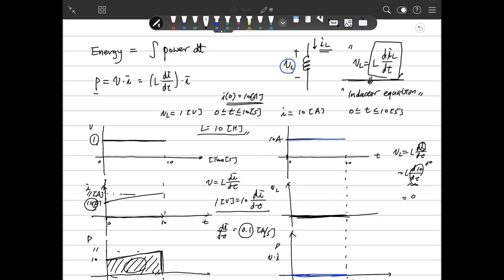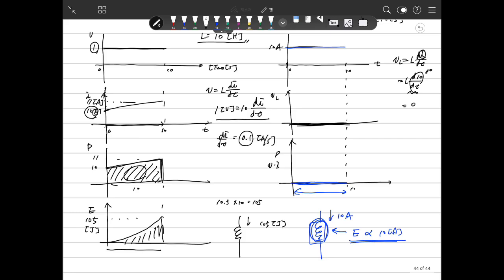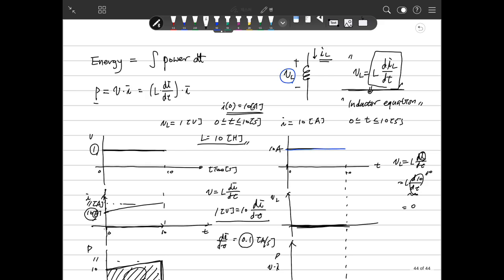So this is the way. This is a simple example to describe the energy stored in an inductor for the constant current condition. If the current is constant, there is no voltage across the inductor. That means no power goes into the inductor, so there is no variation in the stored energy.